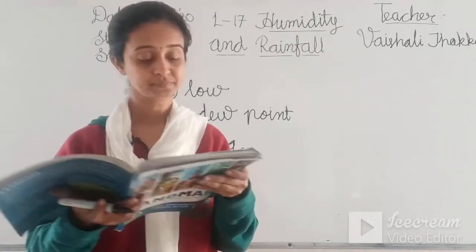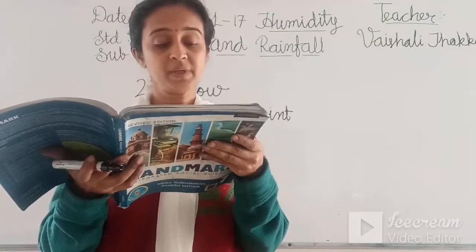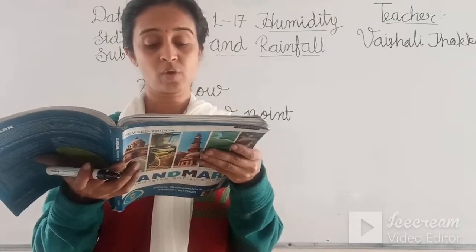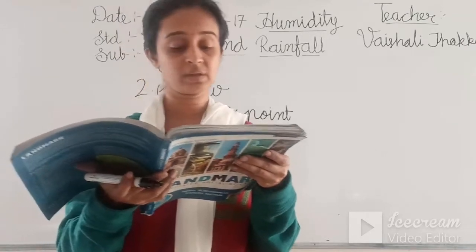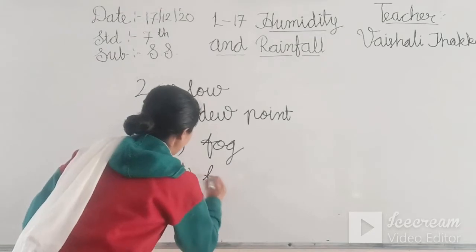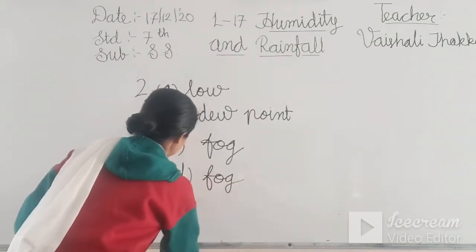Precipitation does not include hail, snowfall, sleet, or surface of the earth. Which one? Four. Answer is four.